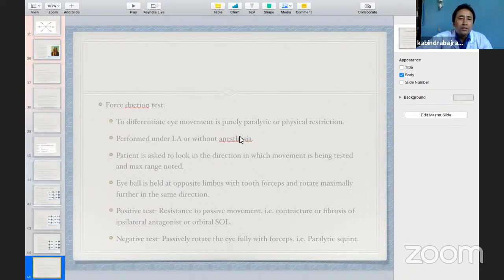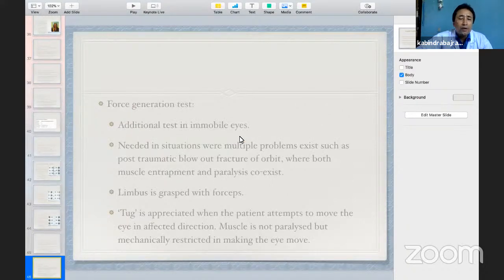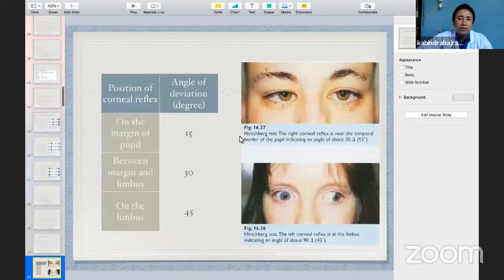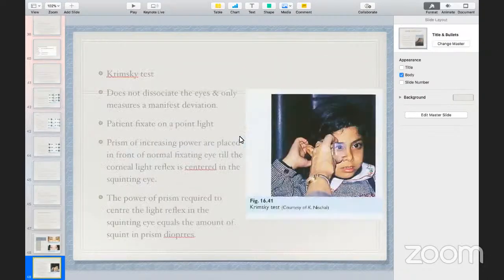strabismus. Similarly, we have the force generation test, where we can again differentiate between the paralytic and the restrictive type of strabismus. Then for the measurement of deviation, there are several methods. The Hirschberg test is a rough estimation test, where if the reflex is at the limbus, it is 45 degrees, and at the pupillary margin it is 15 degrees, and in between is 30 degrees. So it is a very rough estimation, and 1 millimeter is equal to 7 degrees, which is equal to 15 prism diopters.